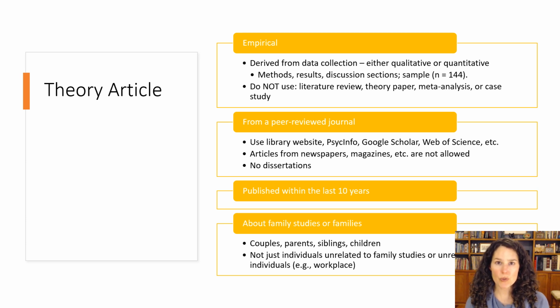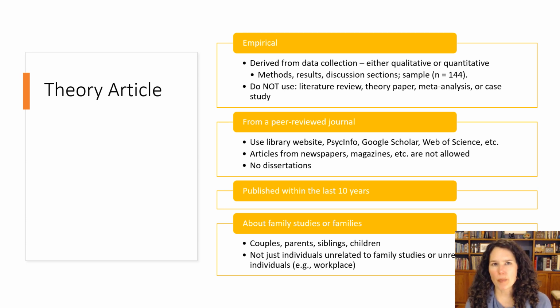We do want you to use an article from a peer-reviewed journal. We encourage you to find it in PsycInfo, but you can find it other ways too. And so that means no articles from newspapers or magazines and no dissertations. It does need to be published within the last 10 years. We give a 1-year grace on that in the rubric, and it needs to be related to our field.